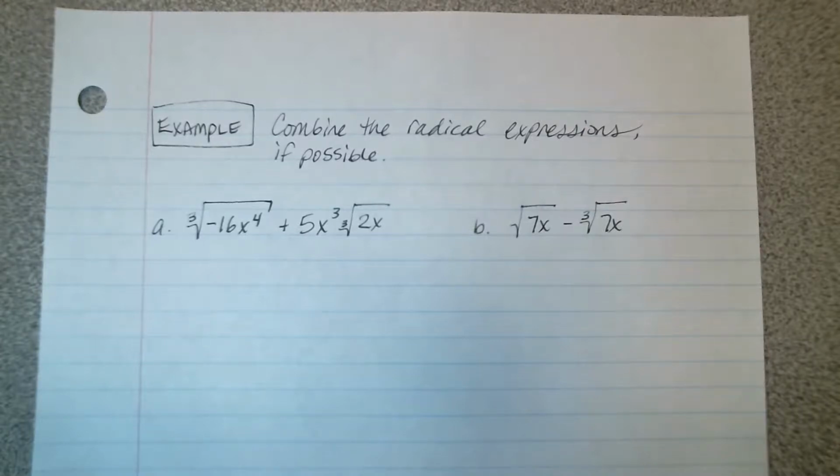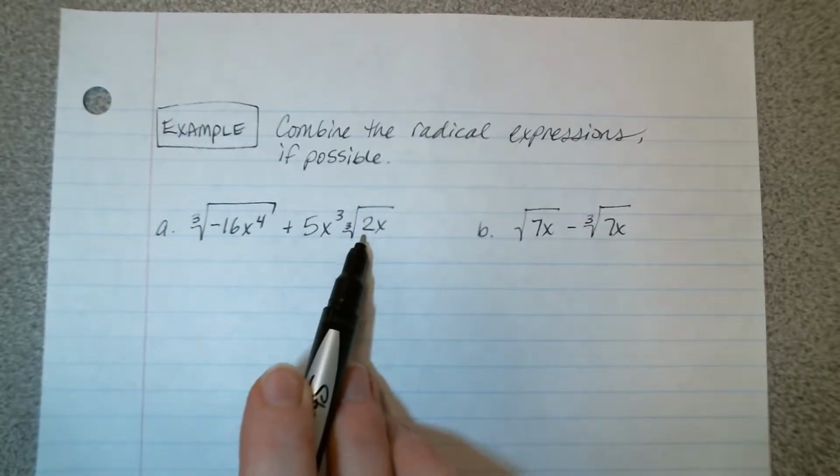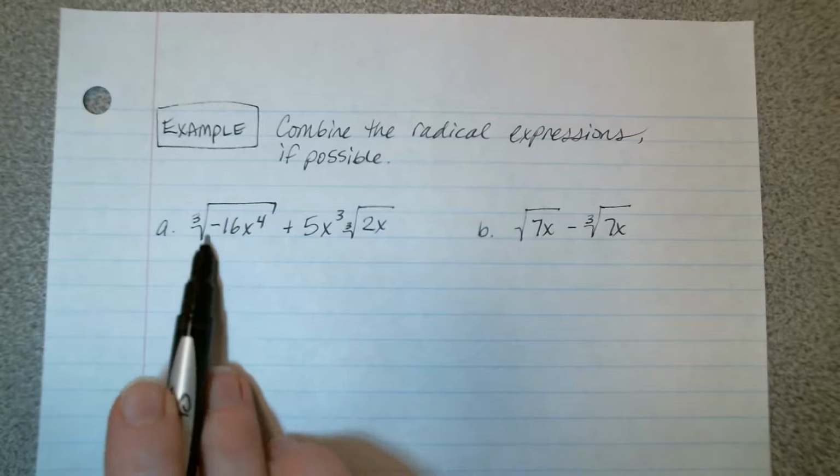In this example, I want to demonstrate how to combine radical expressions, not simplify, but combine, if possible, because not all radical expressions can be combined. So I have two examples here, part A and part B. Remember that you can only combine radicals together if they have the exact same radical, meaning they have the same index on that radical and the same quantity inside that radical.